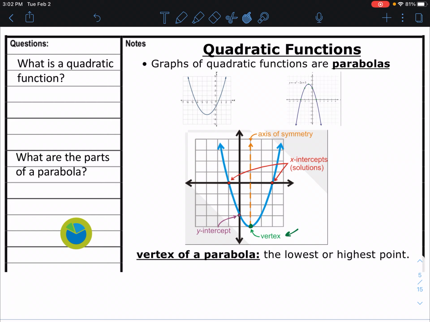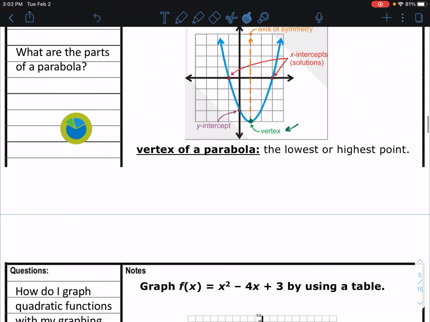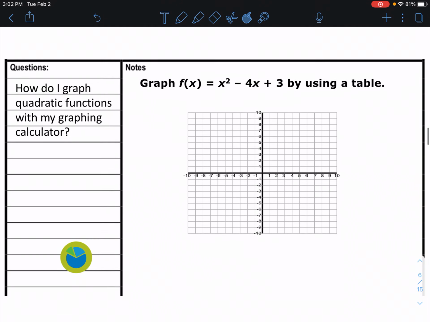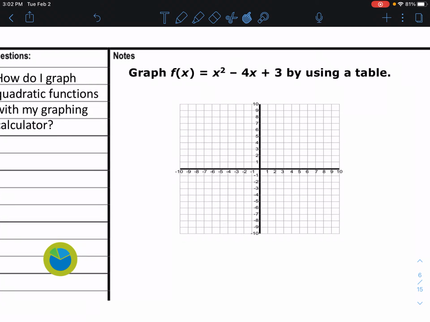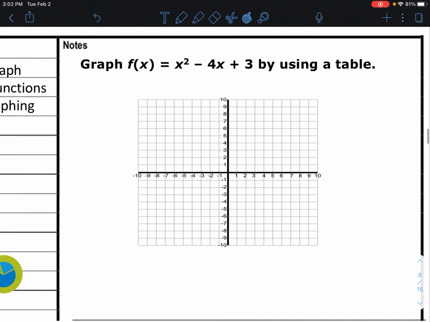So parabolas and the vertex. Okay, so when you graph them, it should look like a parabola. Now you can use your graphing calculator to help you do this. You'll be given a graph, and a lot of times you'll have to plot these points and whatnot. So the easiest way to do this is to use your graphing calculator to help that process. Because we have a graphing calculator, may as well use it.